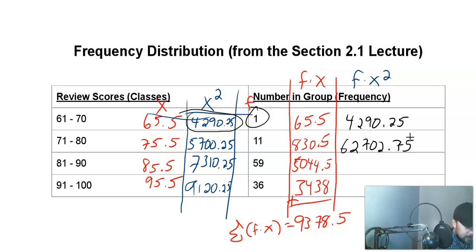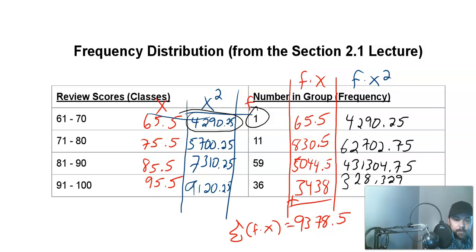We're going to have 7,310.25 times 59, which is going to be 431,304.75. And then we're going to have 9,120.25 times 36, which is going to give me 328,329.